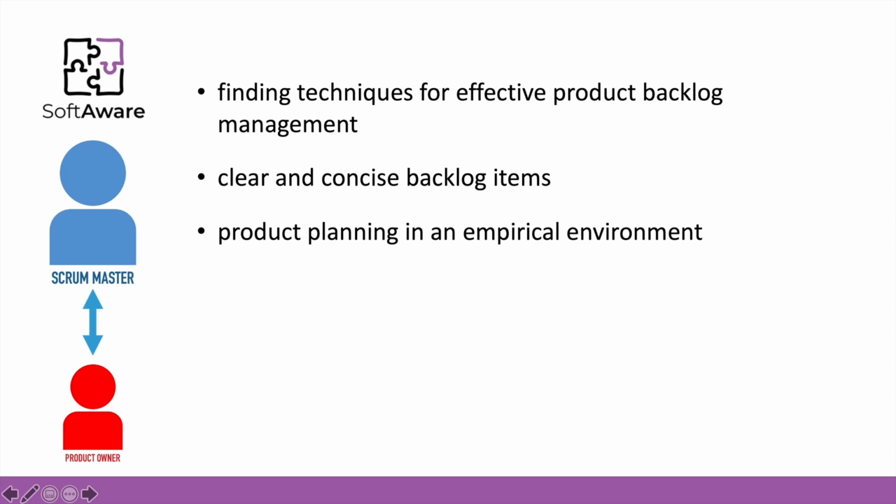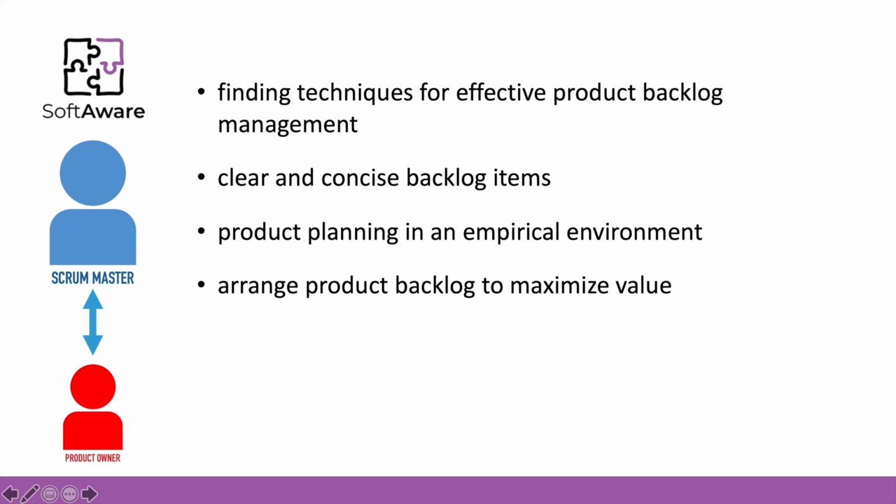Regarding the product planning in an empirical environment, the idea is to also allow product owners to evolve on their plans. Specifically in the framework, a sprint allows for an iteration to occur, and then the new planning for the new sprint, for the new iteration, will be based on what happened in the previous sprint. So this experimental environment allows the evolution of the entire work of the team, and specifically of the work that needs to be conducted by a product owner.